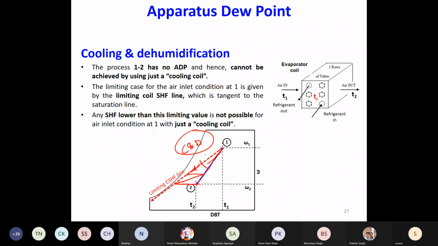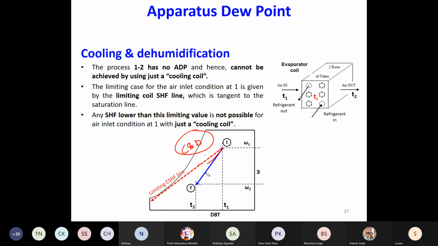So definitely this blue line is not possible in your residential ACs. Domestic air conditioners cannot provide you this blue line because they just have one cooling coil, so it can provide you this kind of a process.